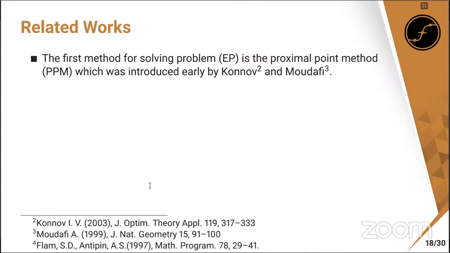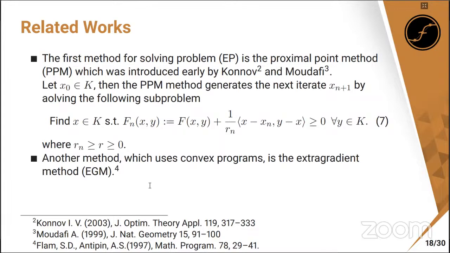Now the literature review. The first method for solving the equilibrium problem is the proximal point method, which was introduced by Konnov and Moudafi in 1999 and 2003, respectively. They are the first people to use it on solving the equilibrium problem. The way they used the method was, suppose we take a point x naught in K, then they use the proximal point method to generate the next iterate x n plus 1 by solving the following problem, where r n is bigger than or equal to r, which is bigger than 0.